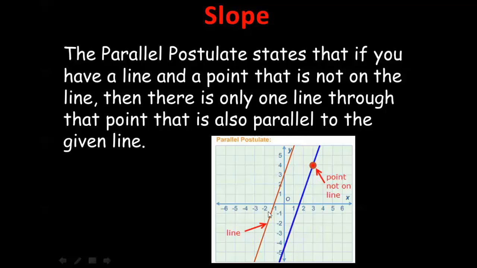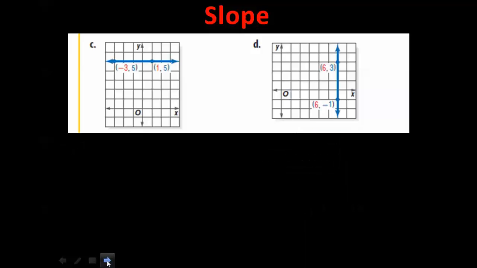Now, the line is this red line, okay? That's the line they're talking about when they say, if you have a line. And then it says if you have a point that is not on the line, here's the point not on the line, then there is only one line through that point, which is this blue line, that is also parallel to the given line. Right now the blue line and the red line are parallel, but if it was slanted even the slightest bit to the left or right, then they wouldn't be parallel. So that's your parallel postulate.